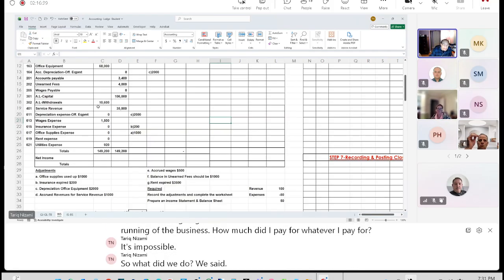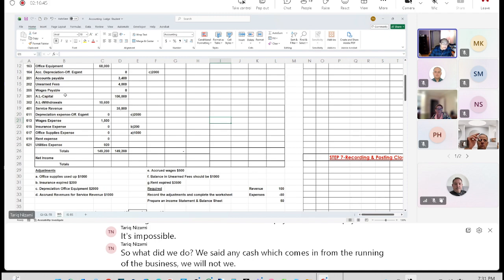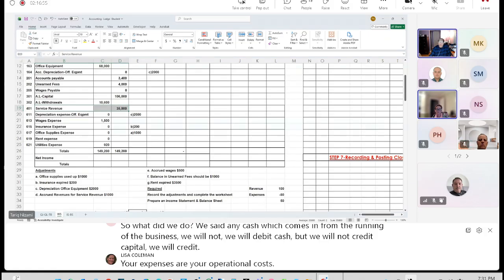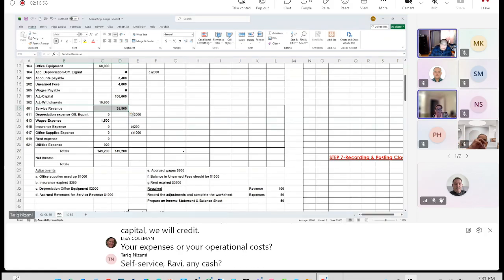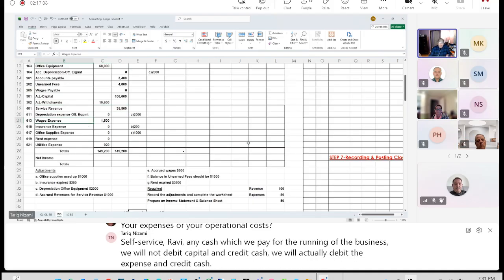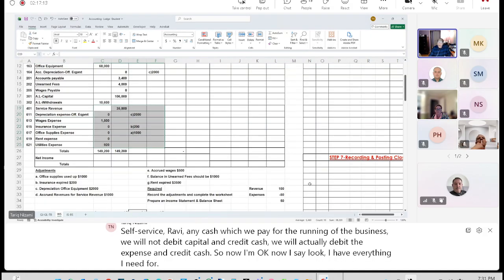We said any cash which comes in from the running of the business, we will debit cash, but we will not credit capital. We will credit service revenue. Any cash which we pay for the running of the business, we will not debit capital and credit cash. We will actually debit the expense and credit cash. So now I'm okay. I have everything I need for the operation of the business. That's how I control my business.